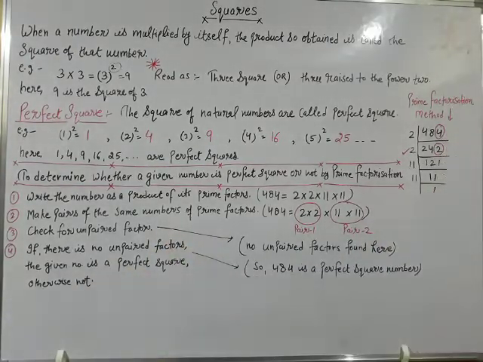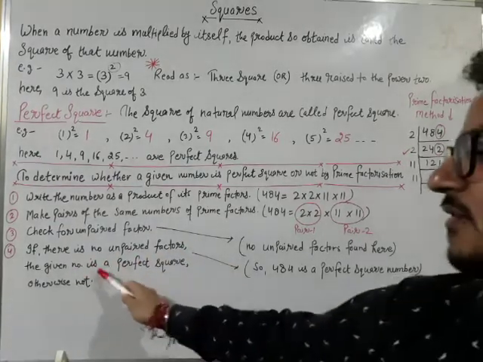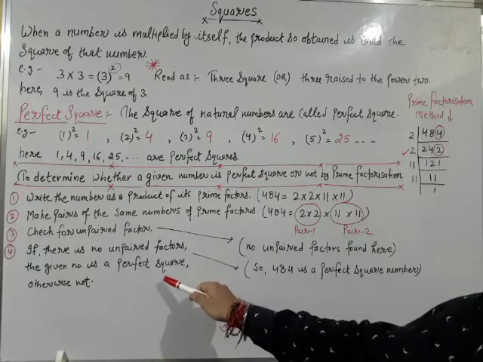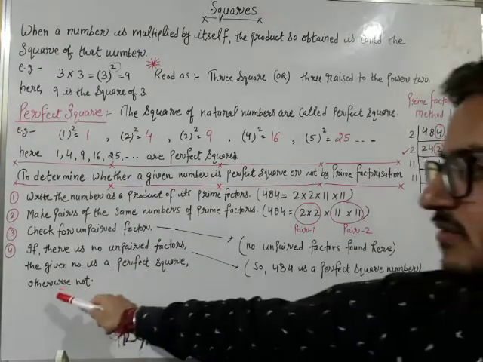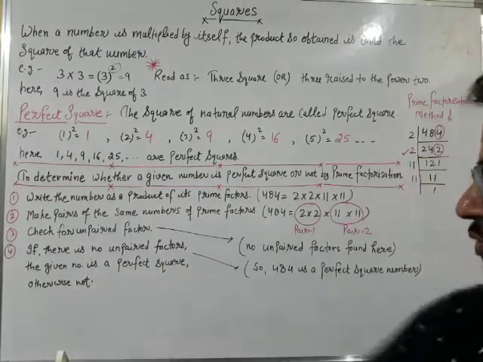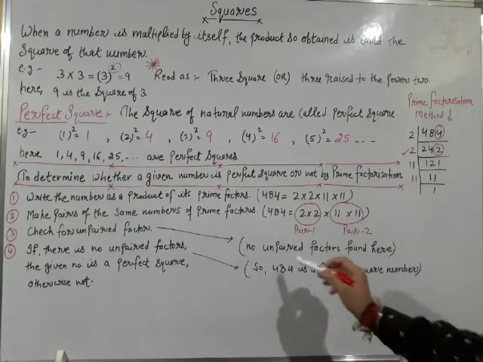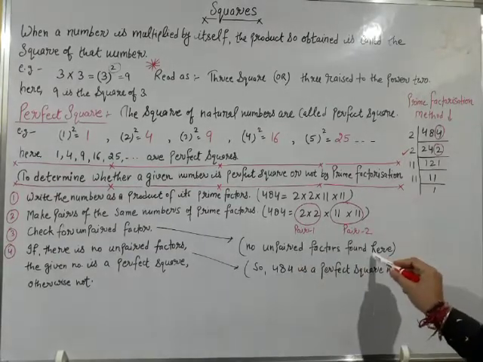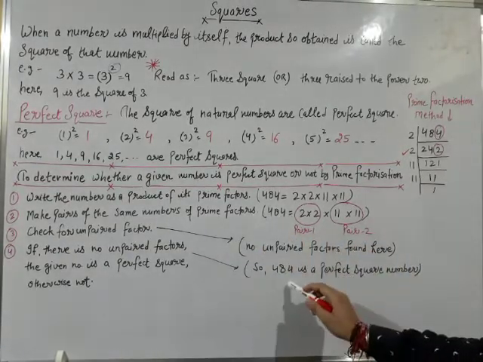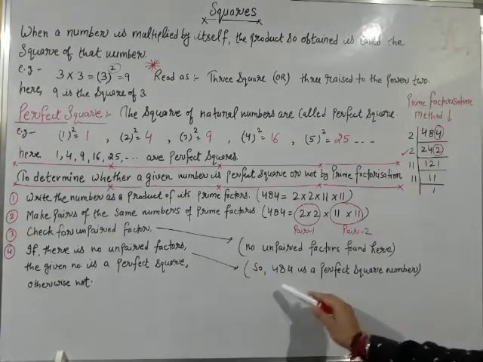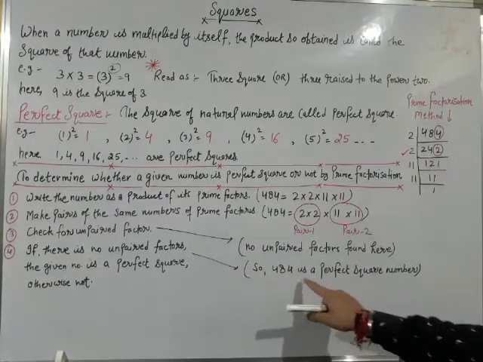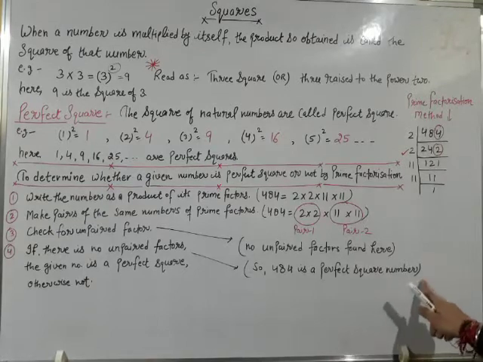Step number 4. If there are no unpaired factors, the given number will be declared a perfect square. Otherwise, it is not a perfect square. So here no unpaired factors are left in step number 3. Therefore, by step number 4, we can declare that 484 is a perfect square number.